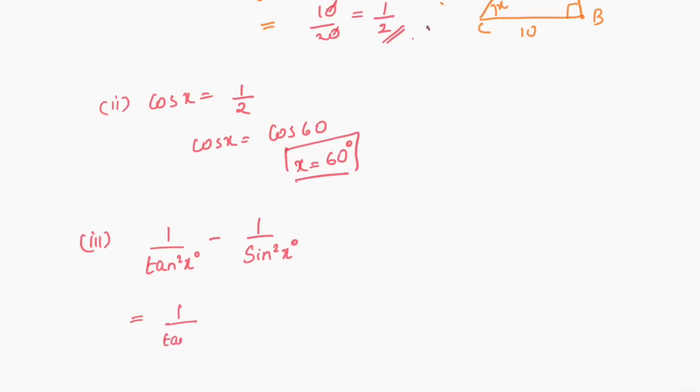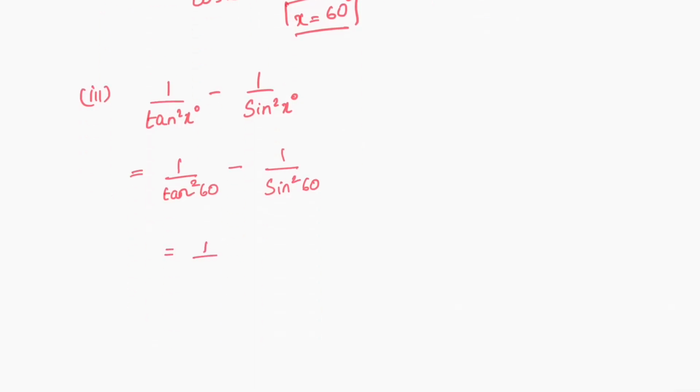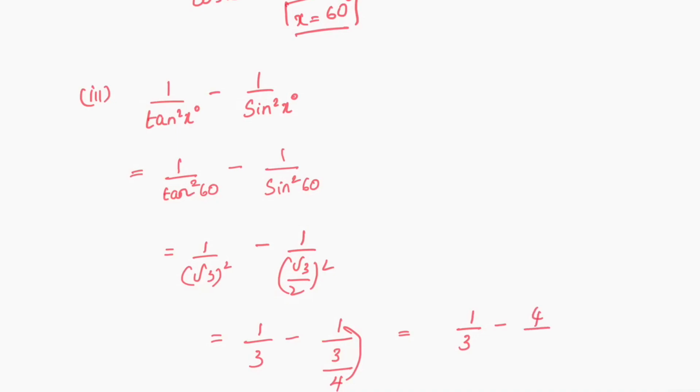So let us do this. Tan square X minus 1 by sin square 60. What is tan 60? 1 by root 3 the whole square minus 1 by root 3 by 2 the whole square. It's equal to 1 by 3 minus 1 by 3 by 4. 4 goes up. What do you get? 1 by 3 minus 4 by 3, that is equal to minus 3 by 3 equals minus 1. So you get the value of that as minus 1.